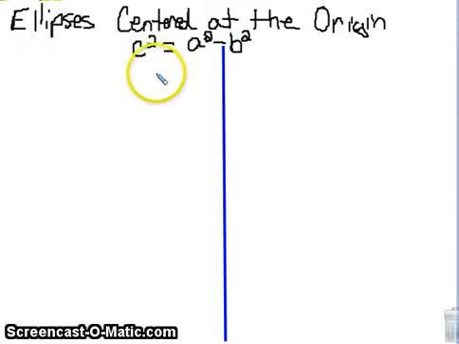So we have to remember that through all of this, for ellipses centered at the origin, we know that our foci revolve around C, our major axis revolves around A, and our minor axis uses the B. And we have this relationship that C squared equals A squared minus B squared.